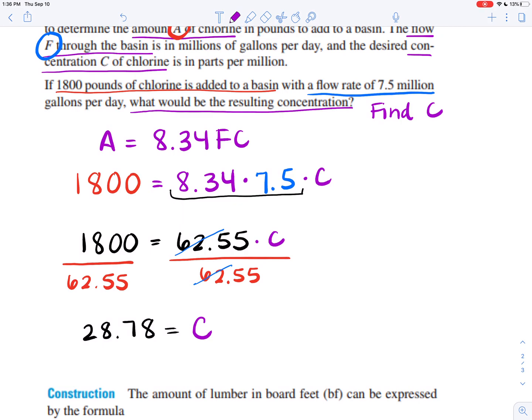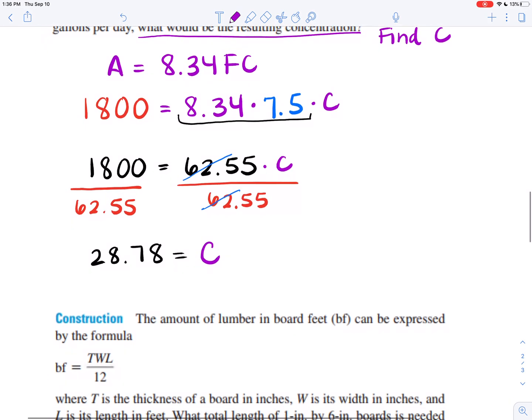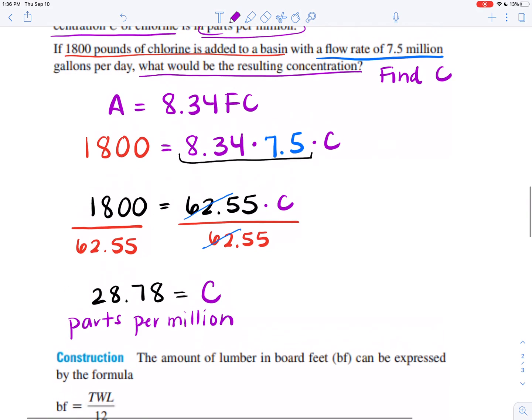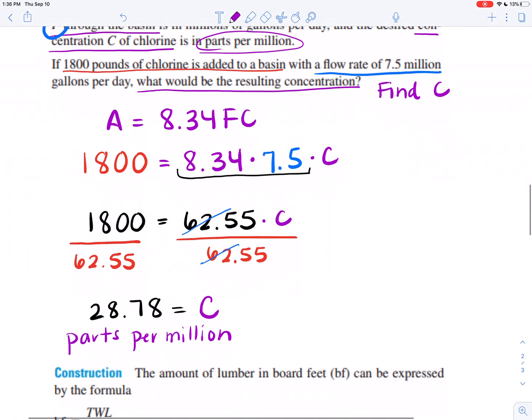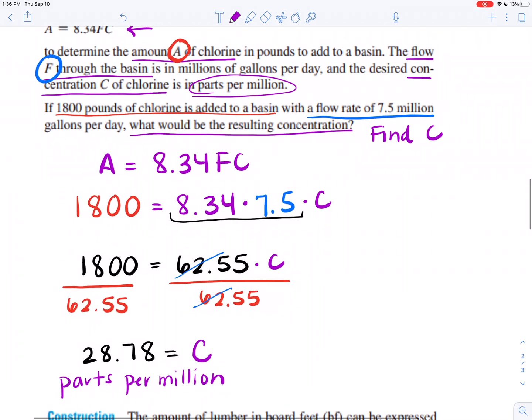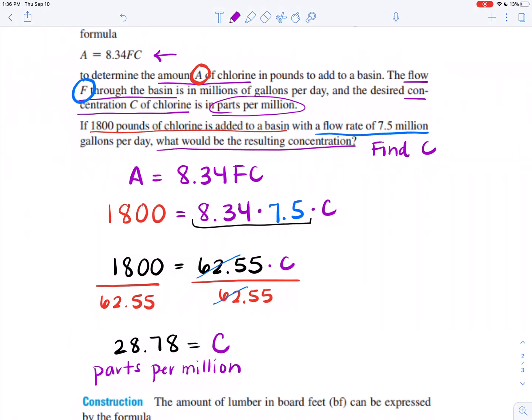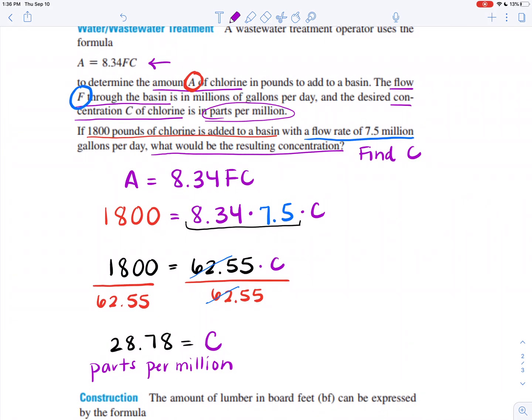Notice the units on C are in parts per million. To record this with its units, we'd be talking about 28.78 parts per million as the concentration of chlorine. These application problems are a lot like what you did in 7.1. You're just plugging in values to a formula, but instead of just evaluating that formula, you're going to then use it to solve for some unknown variable.